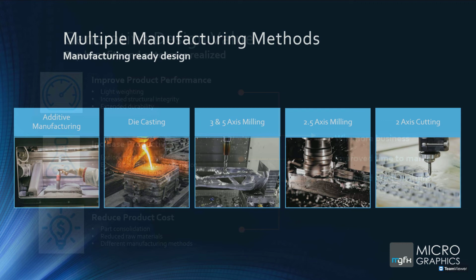So if we move on to the manufacturing methods, one of the key requirements for generative design is the exploration of various manufacturing methods. Autodesk is unique in the industry by supporting the generation of shapes that adhere to several common manufacturing methods. The Fusion 360 Generative Design Extension supports additive manufacturing as well as die-cast, 3 and 5 axis milling, 2.5 axis milling, and 2-axis cutting, essentially laser or water jet cutting, even plasma. This allows you to use generative design in almost any manufacturing workflow, not just additive manufacturing.